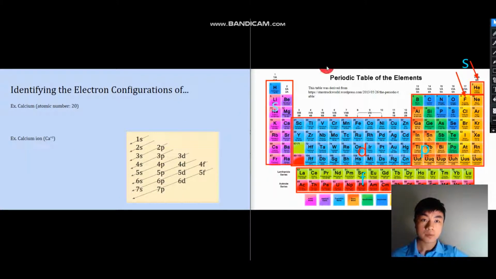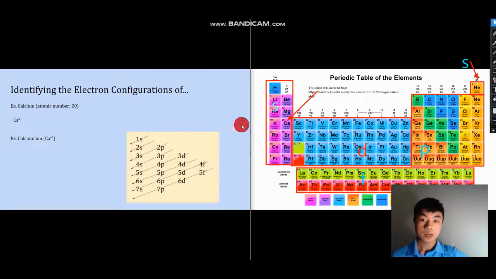So on to the next one. We have calcium, which is right here, has an atomic number of 20. So with our electron configuration tree, we're going to start off with 1s. And we know that s can hold up to 2. So we just finished with helium. So 1s2 is going to be helium.